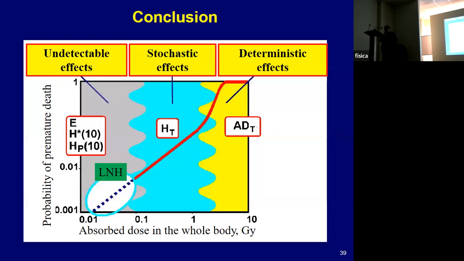With external irradiation of the whole body with photons with a dose of less than 1 gray, radiogenic cancers are the main cause of premature death. And with irradiation with a dose of more than 4 grays, deterministic radiation effects are. When irradiating the whole body with a dose of 1 to 4 grays, premature death can be associated with the development of both deterministic and stochastic effects of radiation.